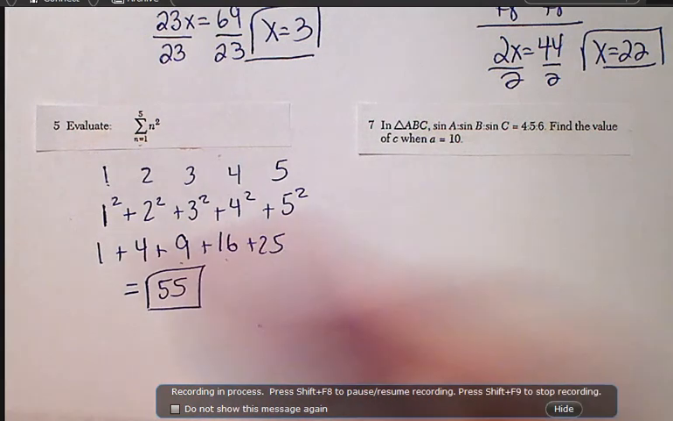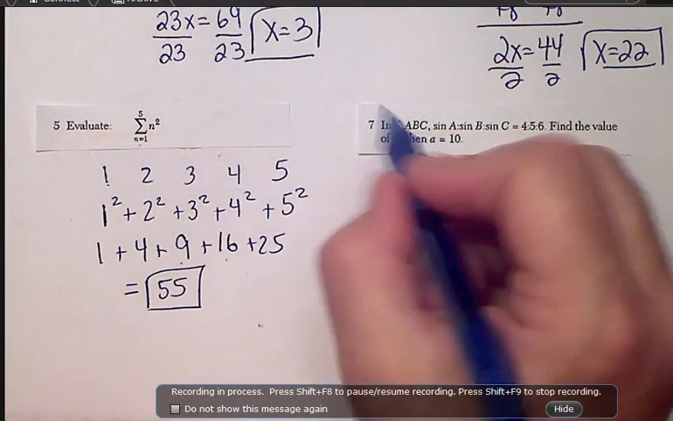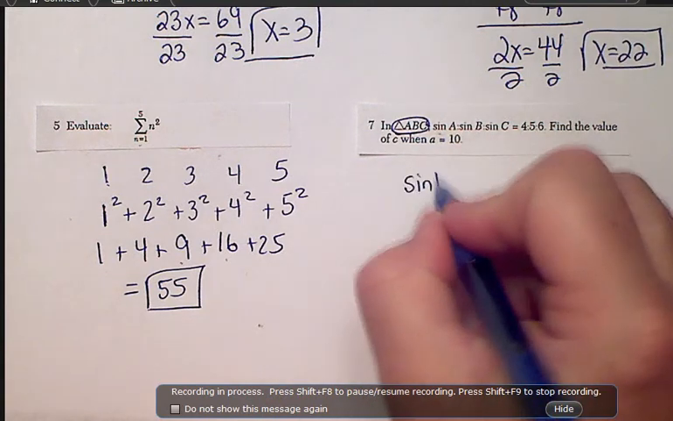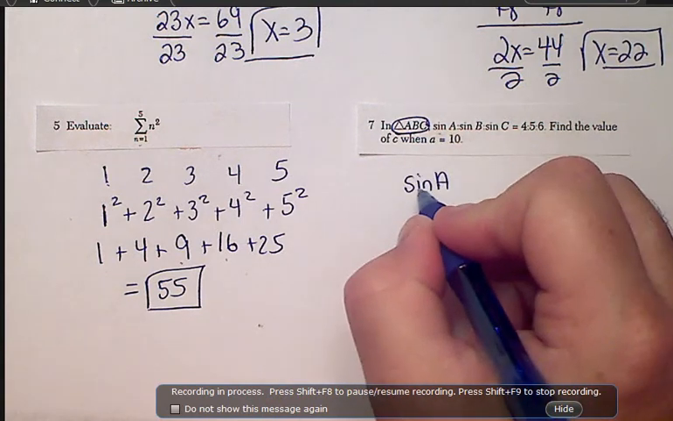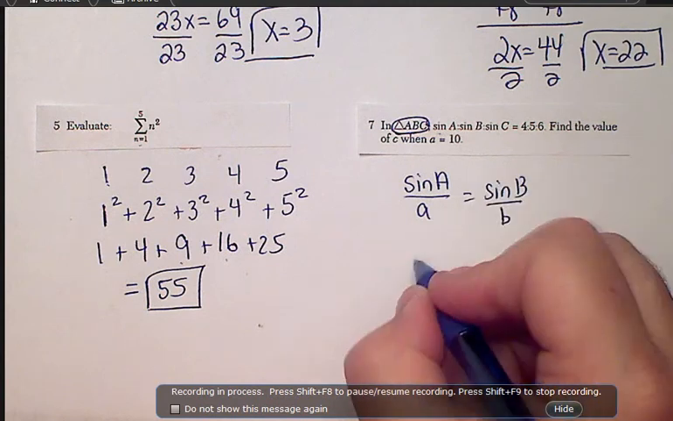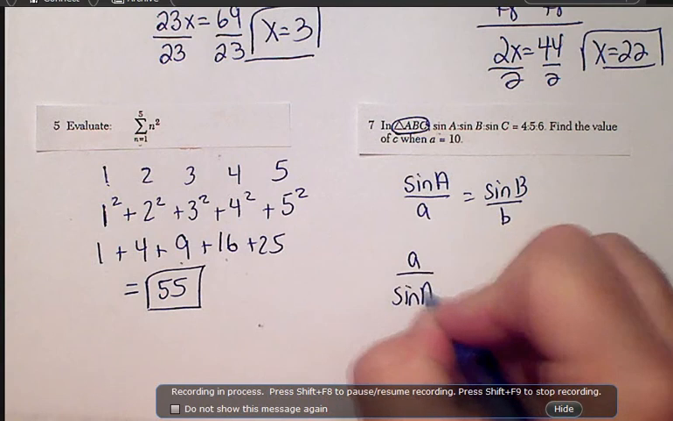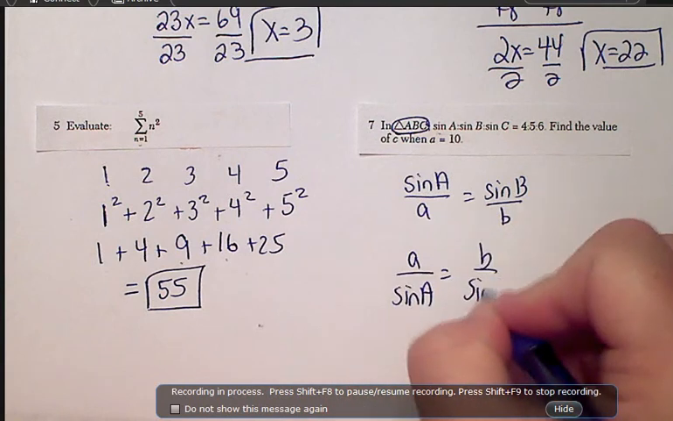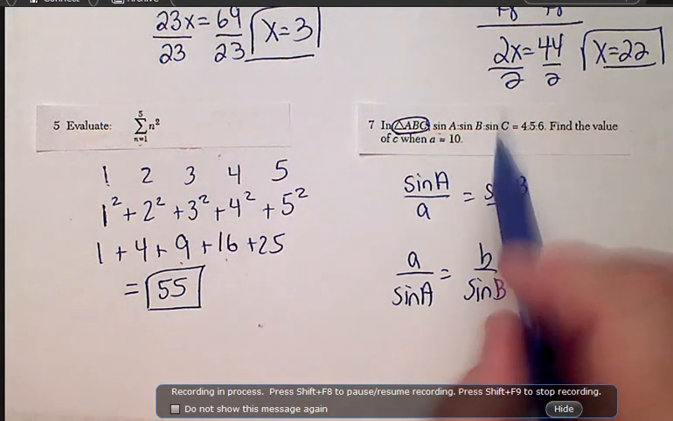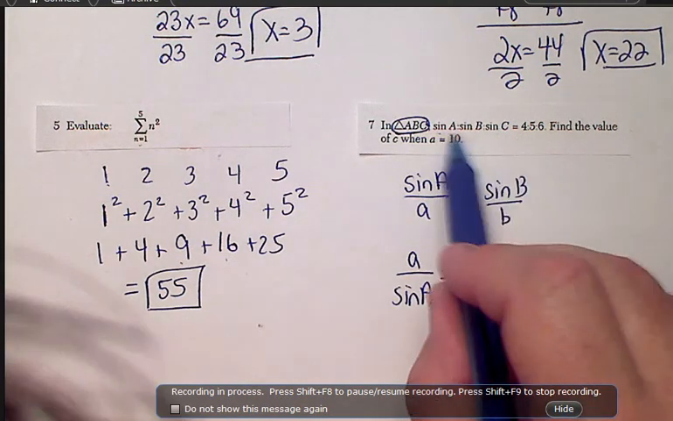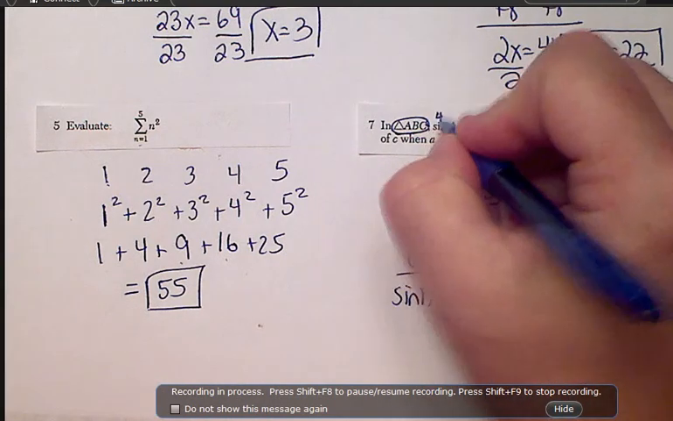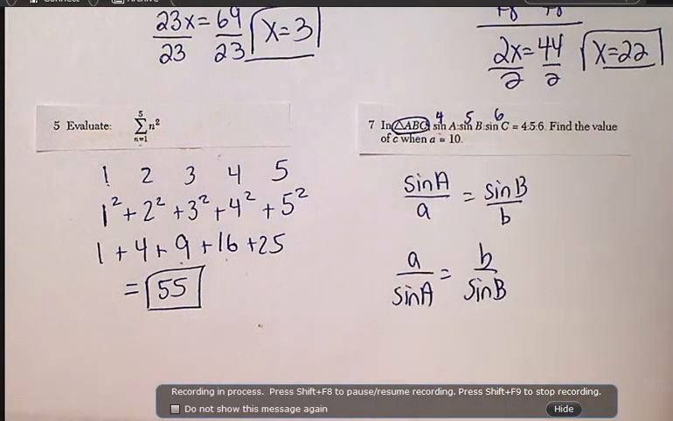And over here, remember, whenever you see a triangle problem and you're dealing with sines, it's always law of sines. Sine A over A equals sine B over B. Or you can flip that and go A over sine A is equal to B over sine B. Okay? And it doesn't matter if they give you A's, B's, and C's. And what happens now is they tell you that sine A, sine B, sine C are in ratio 4, 5, 6. So this is 4, this is 5, and this is 6. And they tell you A is 10.